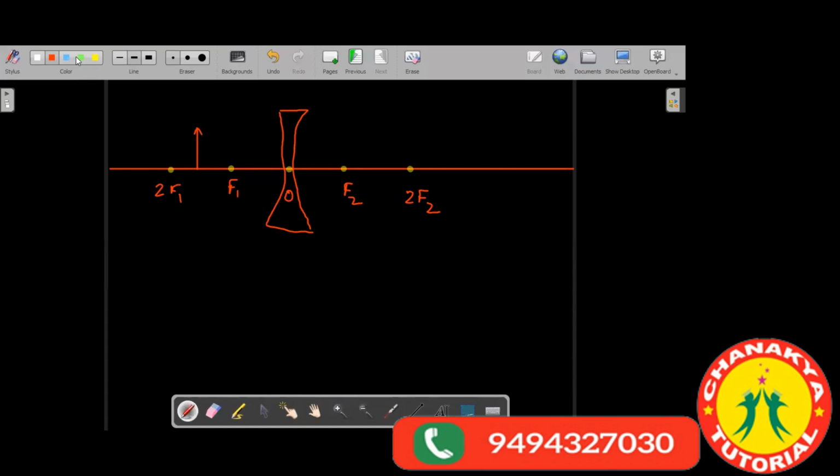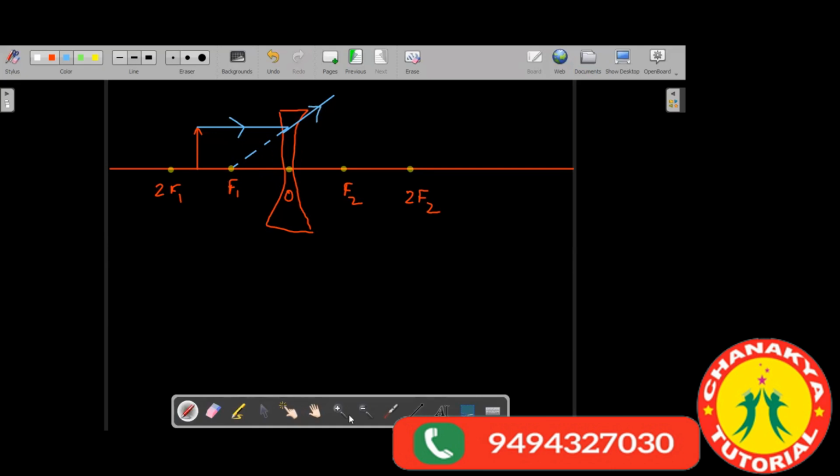To have the image formation, we take a ray of light parallel to the principal axis. After refraction, the ray of light passes in such a way that it appears to pass through focus. So here if you observe, the ray of light should appear to pass through focus and be refracted in the same direction, like this. So this is the ray of light traveling.